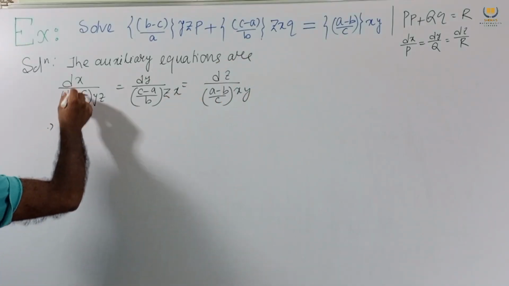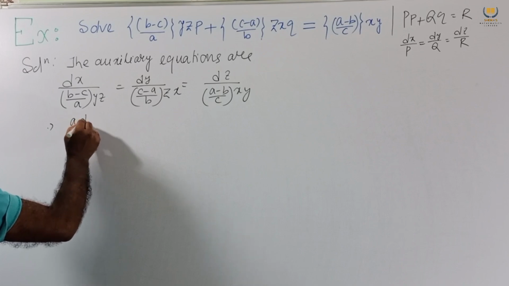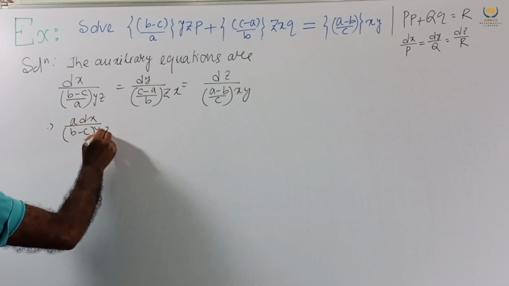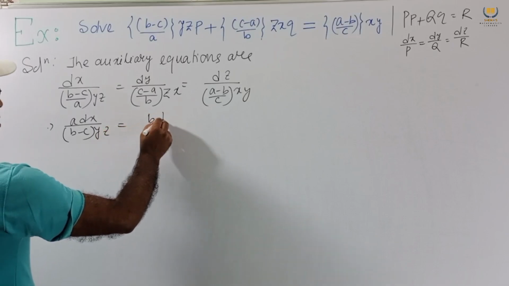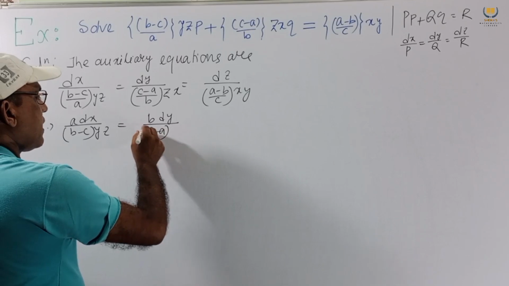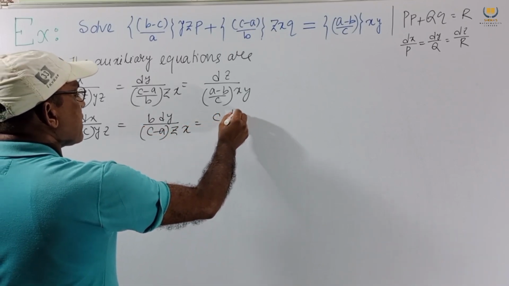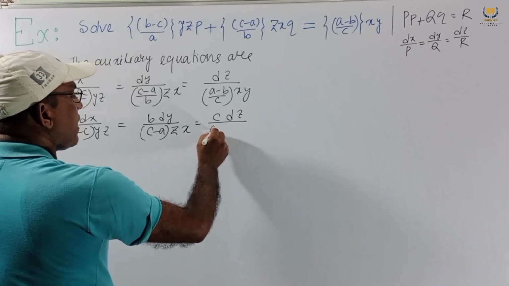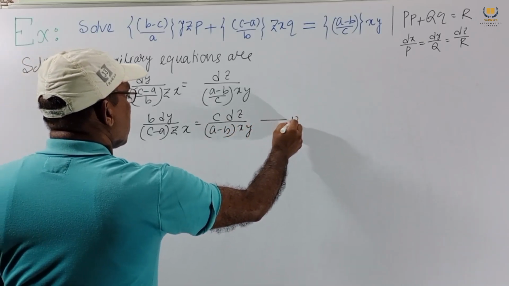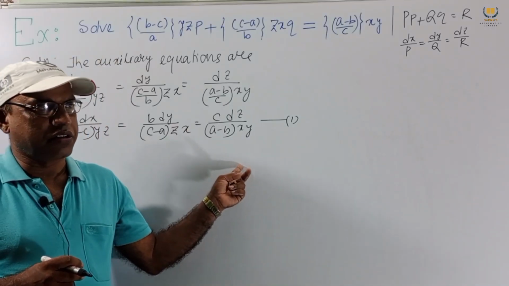And this a becomes a numerator: a dx by (b minus c) yz, b dy by (c minus a) zx, and c dz by (a minus b) xy. This is equation number 1 we consider. So this is our auxiliary equation.